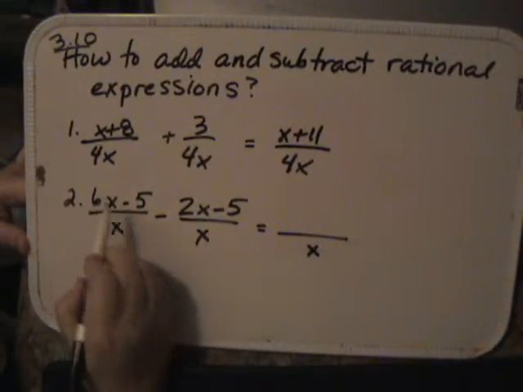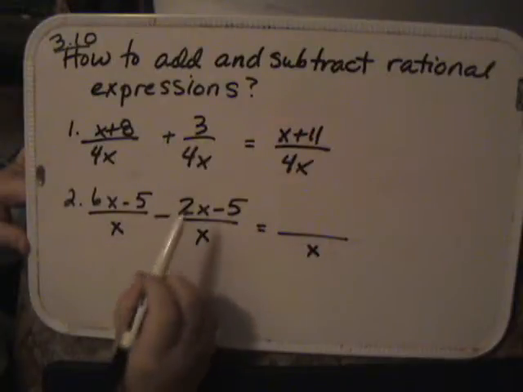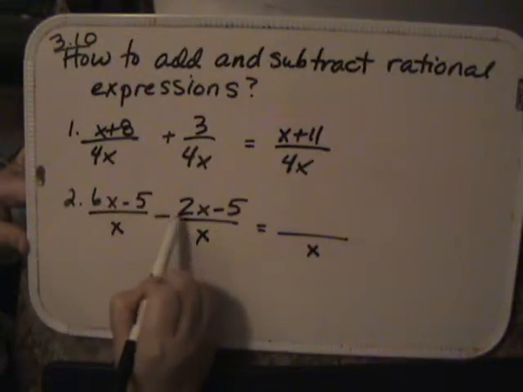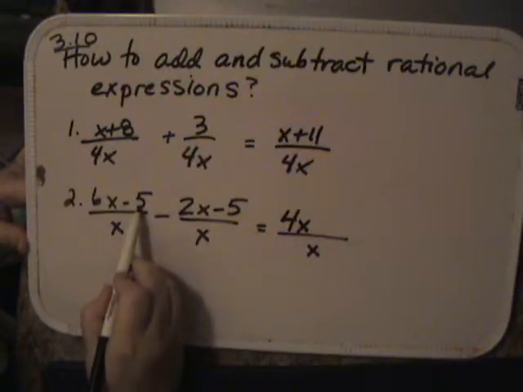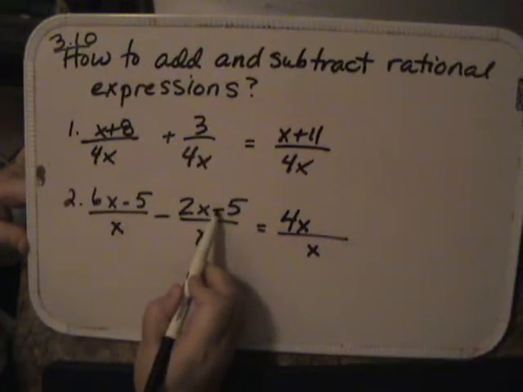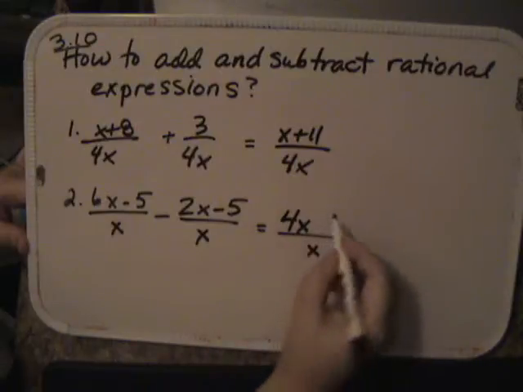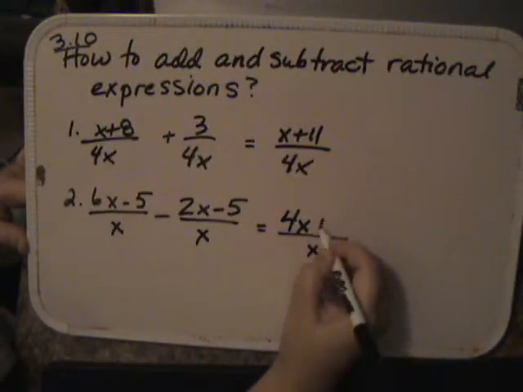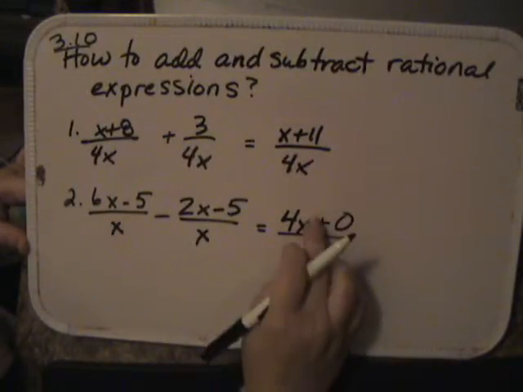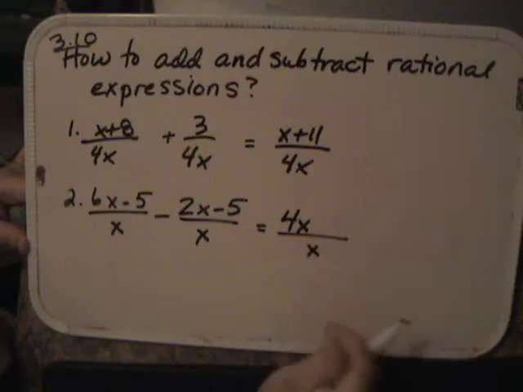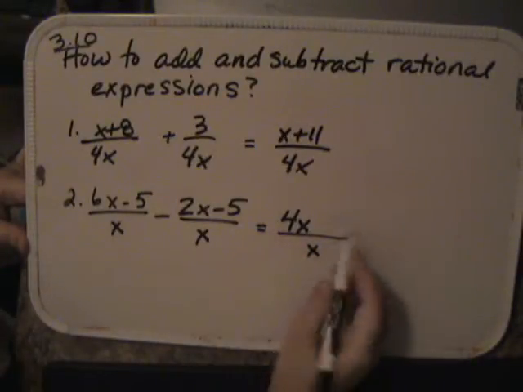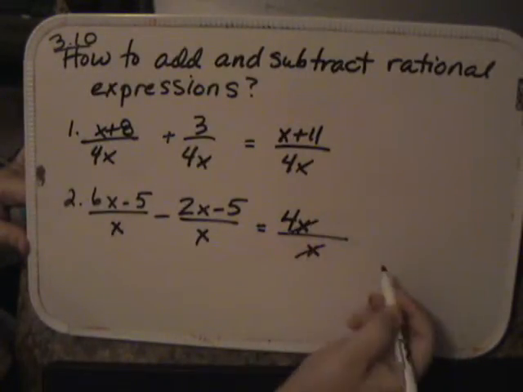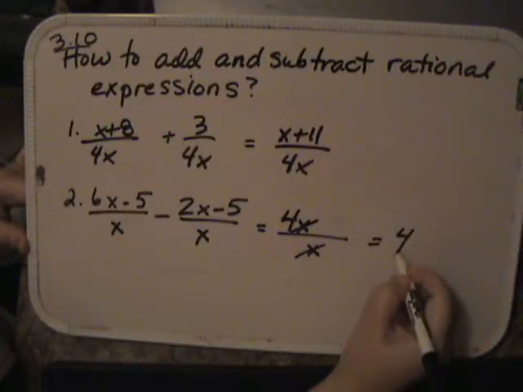We add the numerators, but it's a minus here. So be careful. 6x minus 2x is 4x. Negative 5 minus negative 5, that becomes a plus. So that becomes a 0. And you can either write plus 0, but I'm going to leave it out because I want to show you something. When you look here, 4x and x have a common factor and it can be reduced. 4x, the x's actually cancel out, and that simply becomes 4.